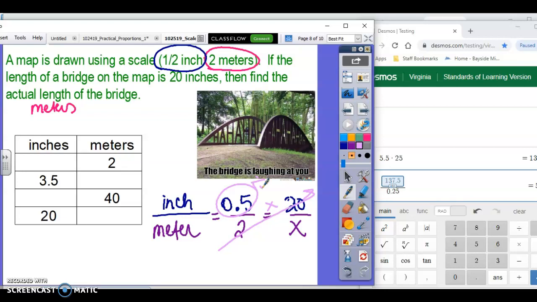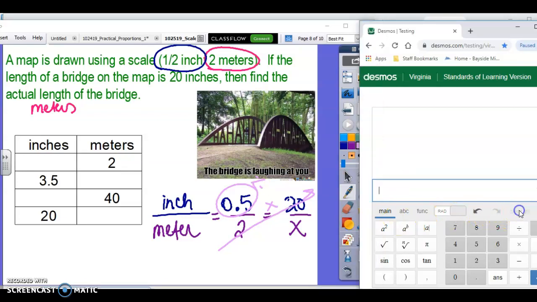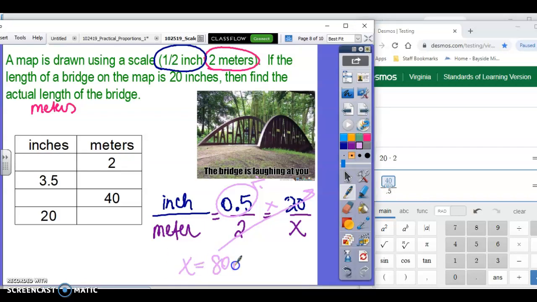So 20 times 2. Some of this you can do in your head, but just to check and make sure. I know that 20 times 2 is going to give me 40. And then I'm going to divide that by 0.5. So I come down to the next line, divided by 0.5, and my answer is 80 meters. So the bridge is 80 meters. You always want to include your unit just to make sure that you give the complete answer.